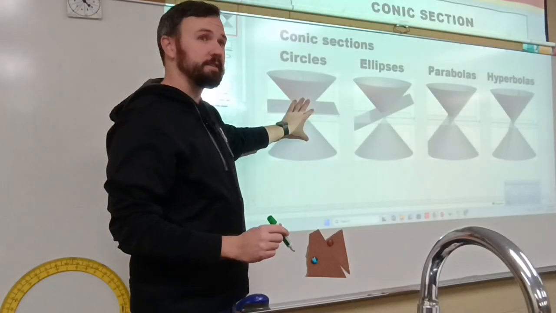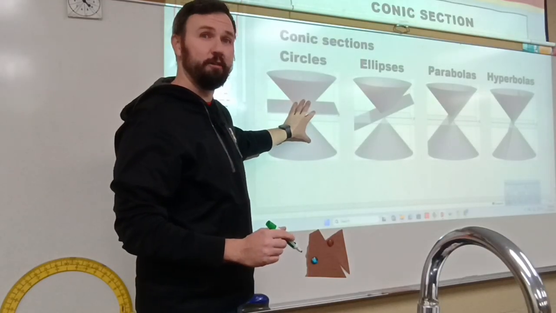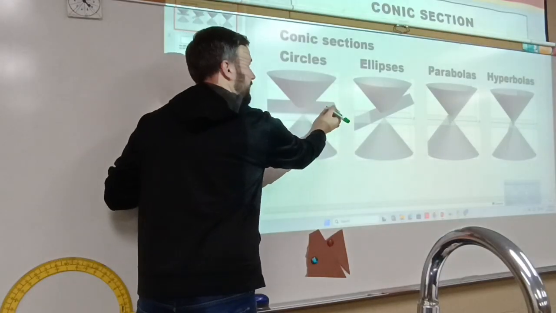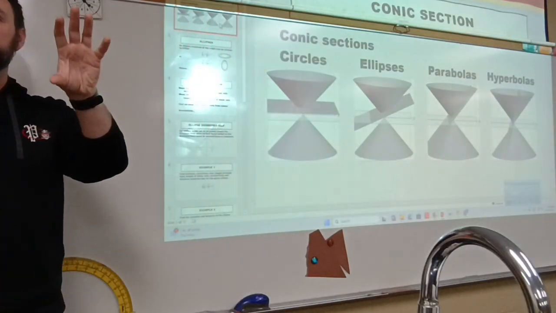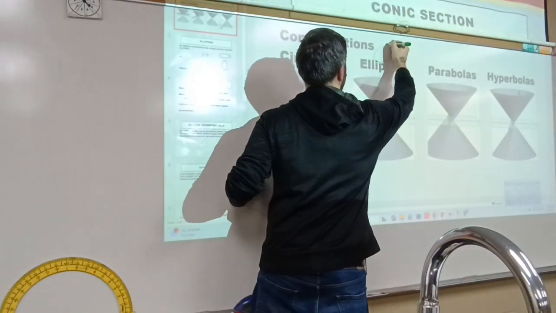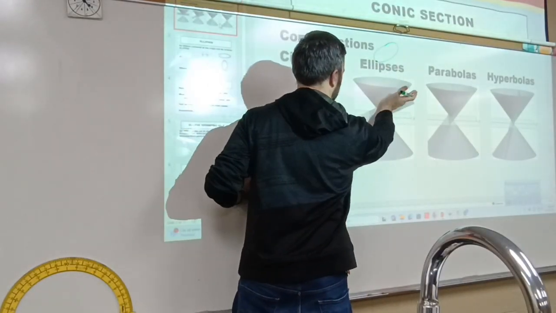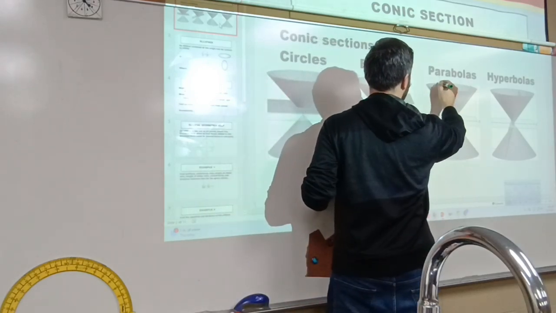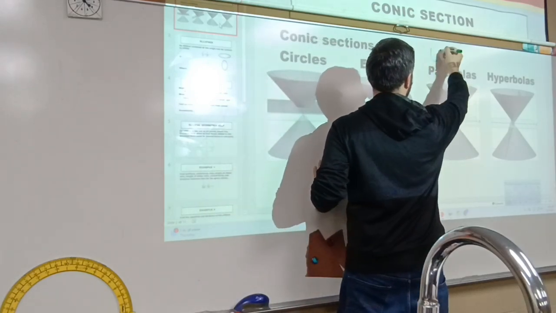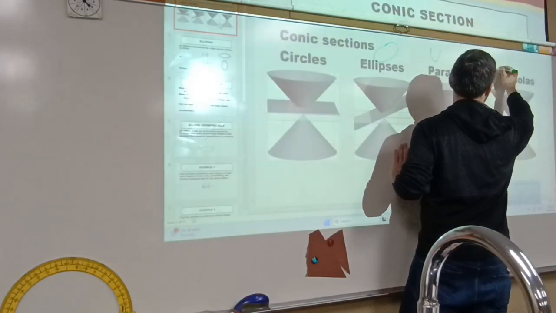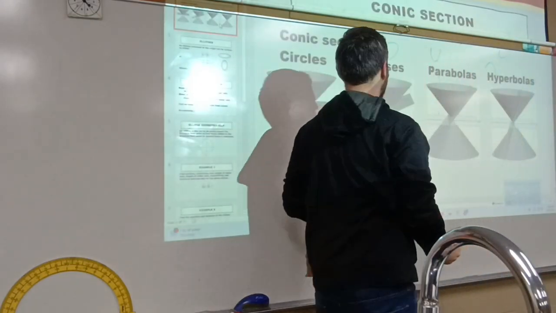Why are they called conic sections? Because they're sections of a cone. So like a circle, if you take a cone and you cut the top off it and look at it, what shape do you see? Circle. An ellipse is an oblong circle. That's if you cut it oblique. A parabola is if you cut off this edge, it makes a parabola. And a hyperbola is if you cut it like this, you end up with your two shapes.